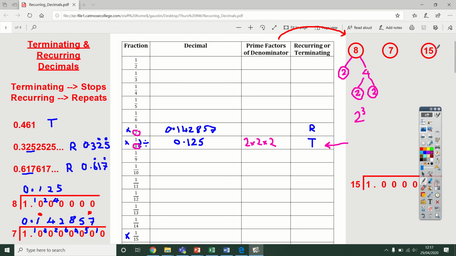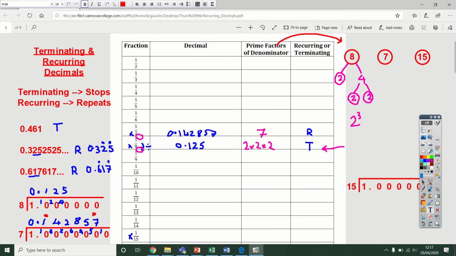There's my denominator. Now 7 doesn't split into anything smaller. Okay, 7's already a prime, so it's already finished its factor tree. It's just 7 on its own, so I'm just going to put 7 on its own. Okay, yeah, it doesn't split into anything smaller. Okay, one more I'm going to do. I'm going to do 15.